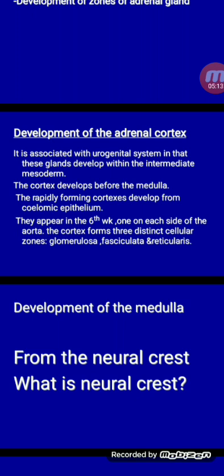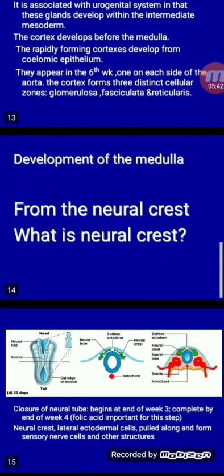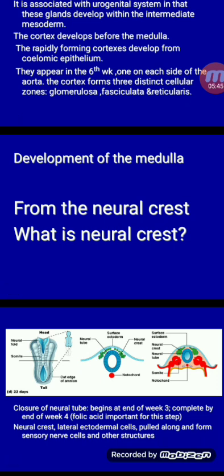The cortex developed before the medulla. As you know, the urinary system developed before the genital system as well. The rapidly forming cortex develops from the coelomic epithelium. They appear in the 6th week on each side of the aorta. And the cortex shows 3 distinct cellular zones: glomerulosa, fasciculata, and reticularis. What about the development of the medulla?